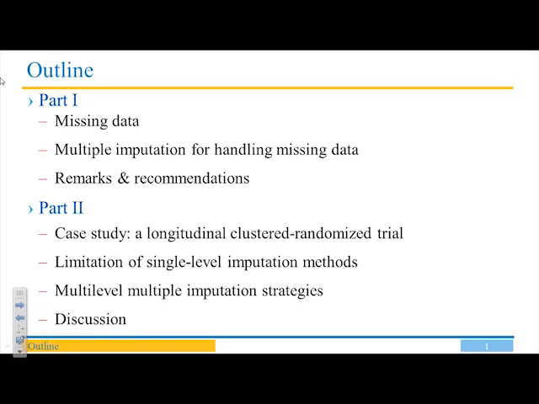In the second part, I'm going to start with describing my case study. It's one of the South Africa studies that we have here, and it has a multi-level data structure. I'm going to talk about some limitations of a standard multiple imputation approach, and then we'll introduce two multi-level multiple imputation approaches for handling missing data, and then we'll finish up with some discussion.